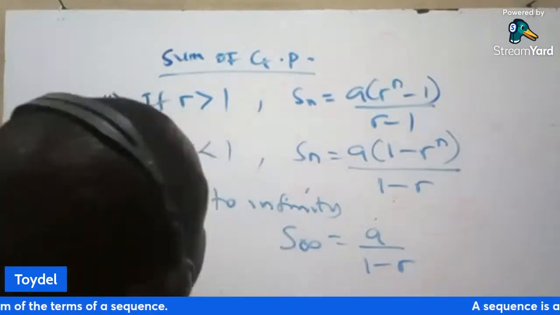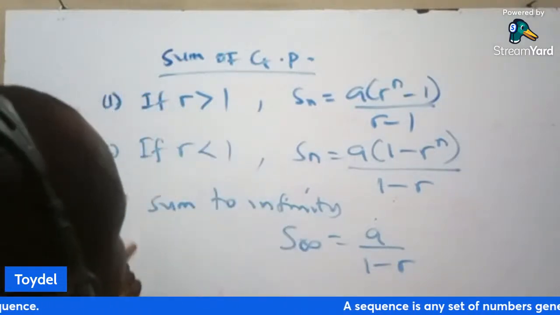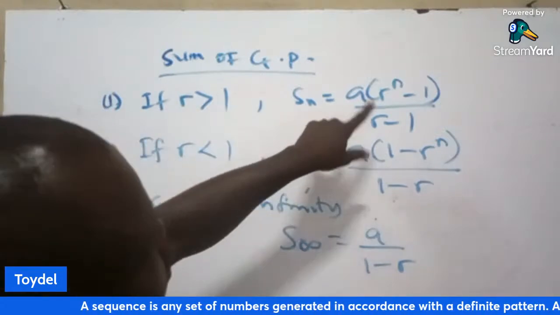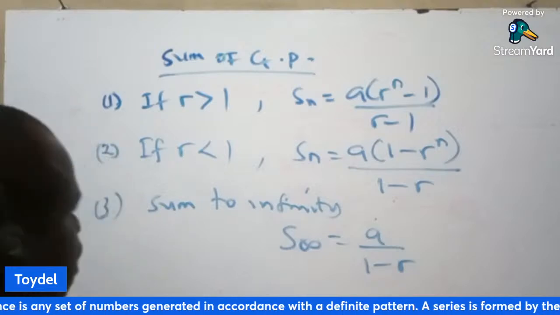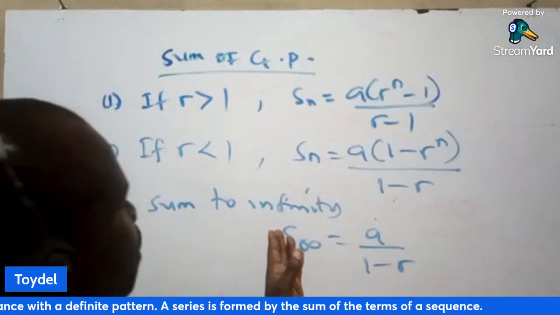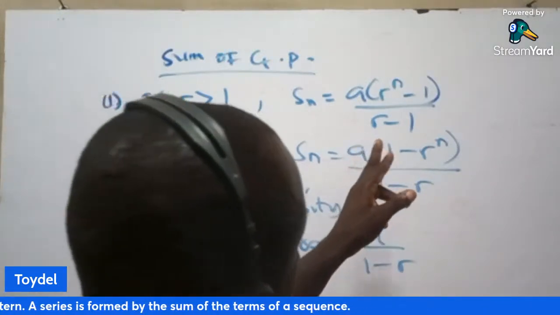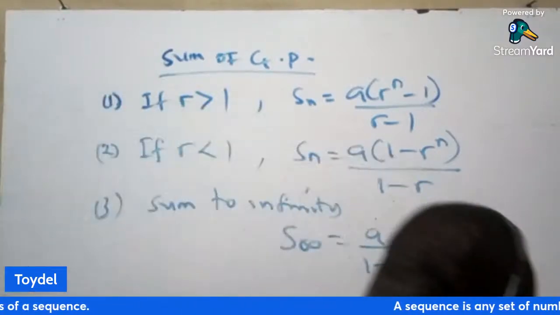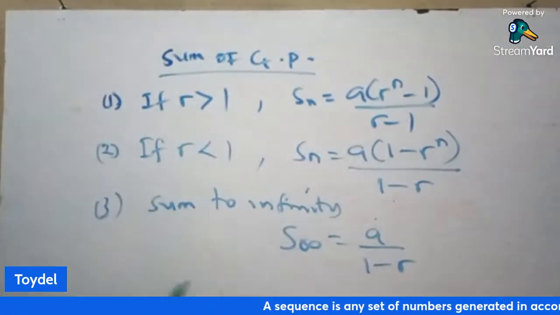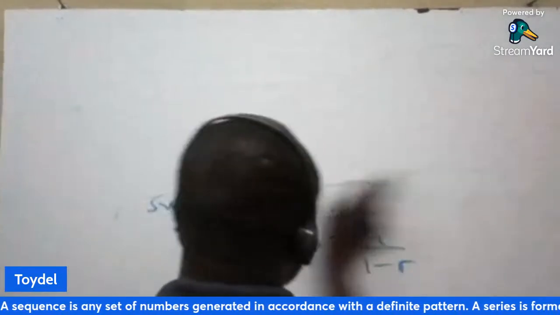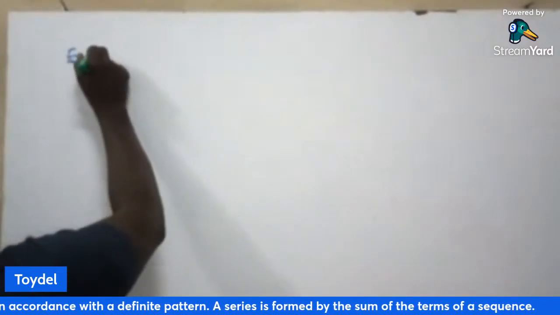So the sum of geometric progression depends on the value of r and whether it is sum to infinity or not. Whenever the common ratio is greater than 1, the sum is given as a into bracket r raised to n minus 1 all over r minus 1. If r is less than 1, then we reverse the formula, from r raised to n minus 1 to 1 minus r raised to n. Then if it is sum to infinity, we have sum to infinity to be a all over 1 minus r. So these are the three formulas that we have under the sum of an exponential sequence, which is geometric progression. So let's just take one or two examples under this.